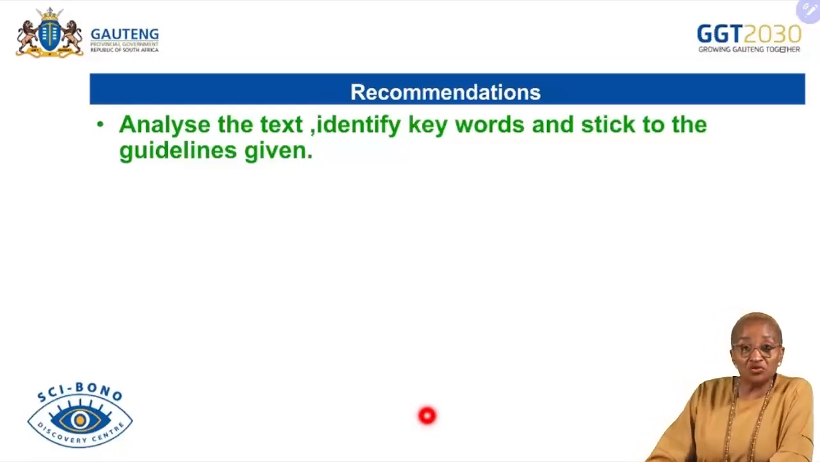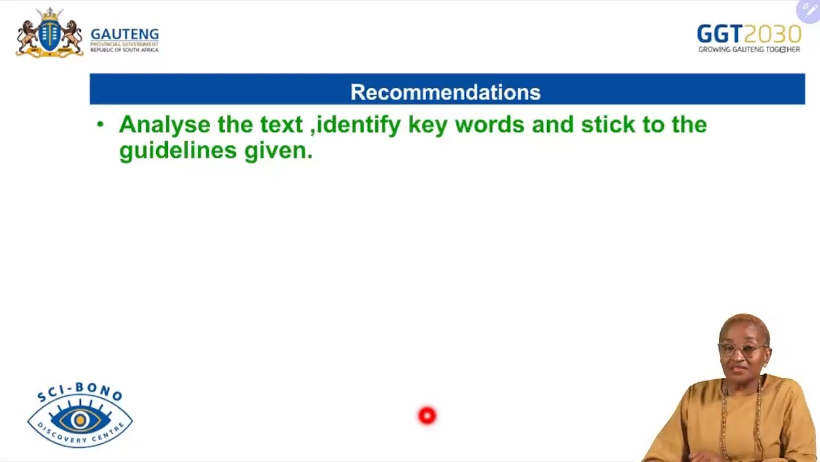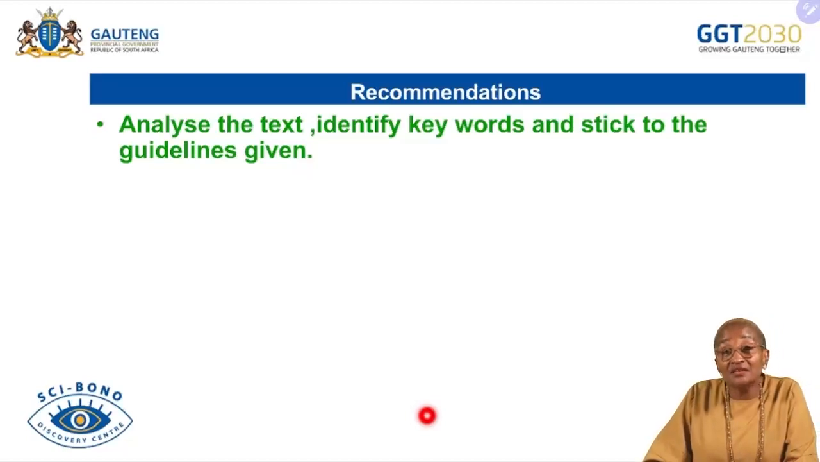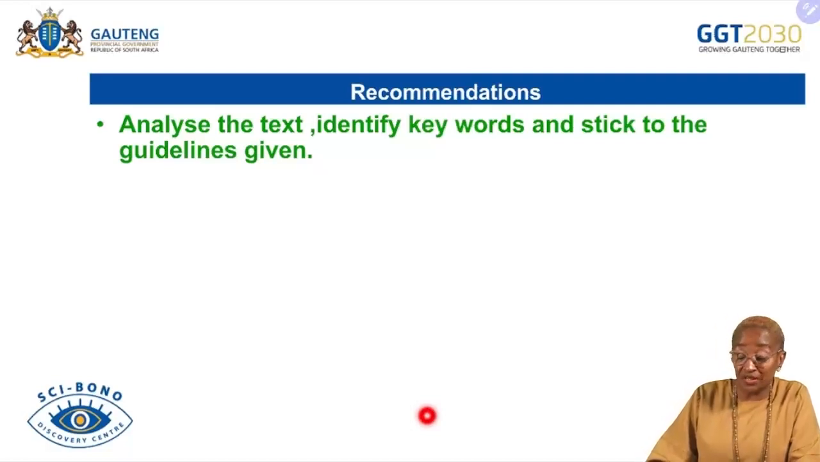The first thing that you need to do when you look at the topic, you've got to analyze the text. That's number one. Identify keywords and stick to the guidelines given. You cannot respond well to the brief if you have not yet analyzed the text, because the analysis will give you the purpose, the analysis will give you the audience, the analysis will register the tone, the style, and the register. So it is important that you do that.